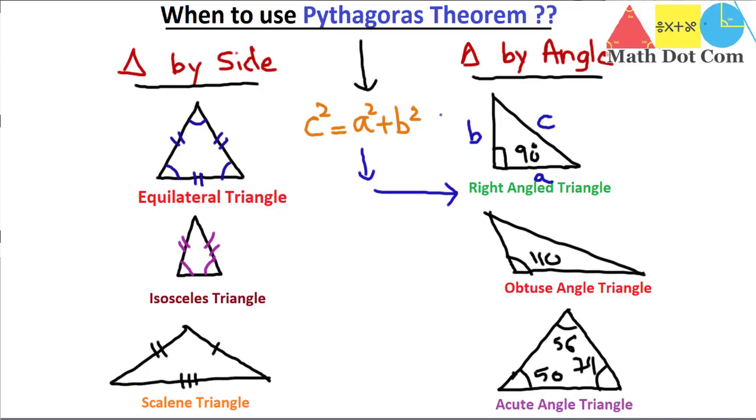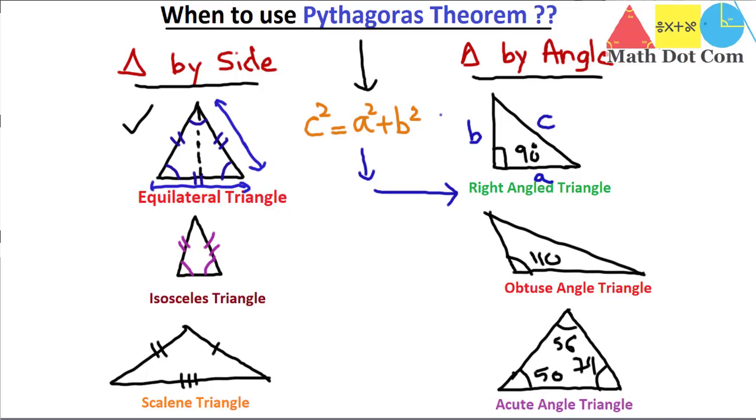In case you are given the height of the triangle, then you can use the Pythagoras theorem in the equilateral triangle. How? You can draw the height in such a way, and you can easily find the sides of the triangle by using the Pythagoras theorem, because we can make a right angle triangle here. We can find the height if we are given the hypotenuse, that is this side, and this side. We can easily find the height of this triangle.